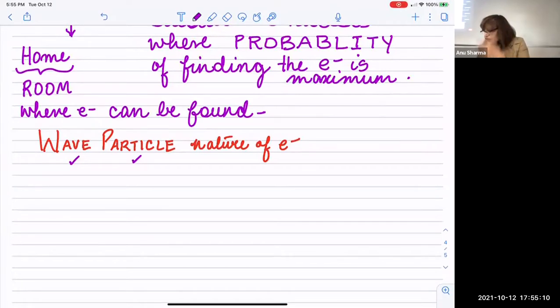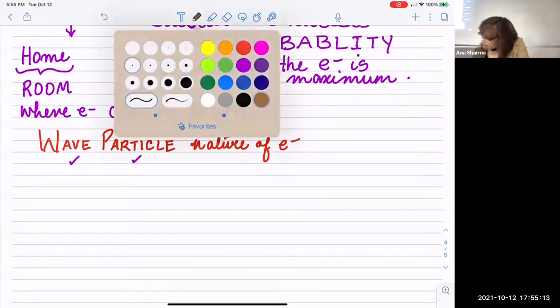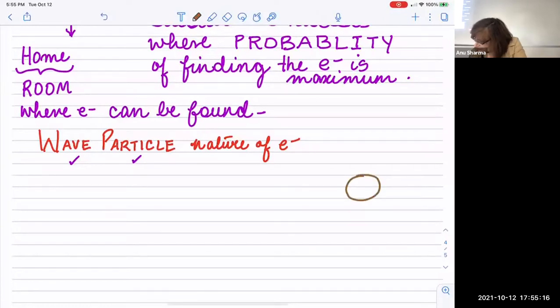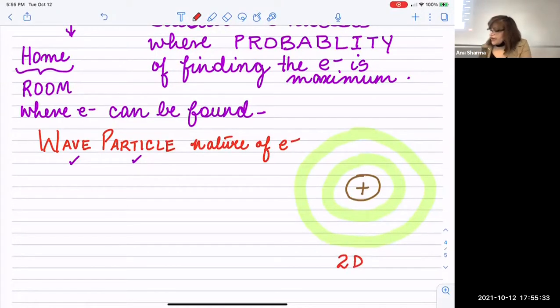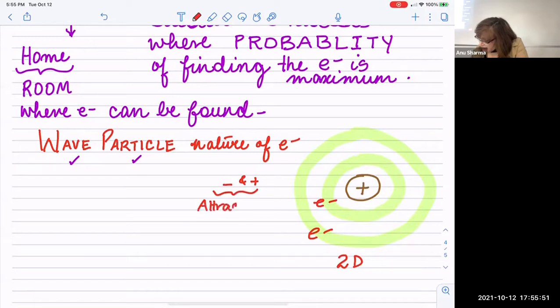And logically, if you look at it, here is the nucleus, and the nucleus has a positive charge, and all around the nucleus are these energy levels. This is one energy level. This is another energy level. And by the way, this is a 2D diagram of the atom. Here is this electron, negatively charged. Here is this electron, negatively charged. If it is existing as a particle, what is going to happen? There is negative and positive. There is attraction between the negative and the positive.